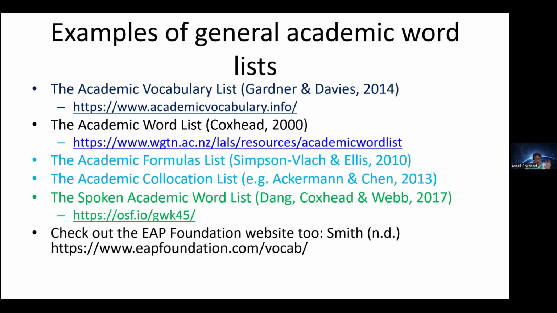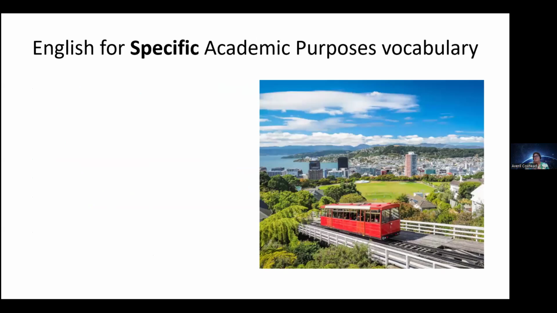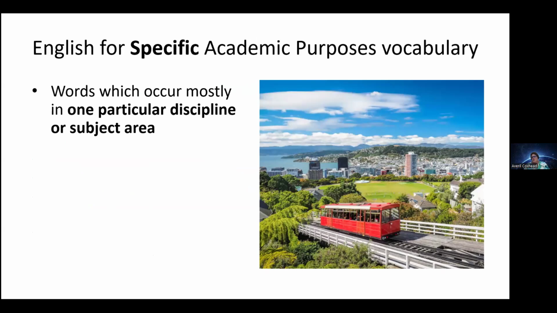Now, I've been talking about English for general academic purposes, and then we do have English for specific academic purposes lists as well. These are words that occur mostly in a particular discipline or subject area. They are more technical than general in nature, and we'd see that in their occurrences and their frequency, that they tend to occur more often in one area than another area.